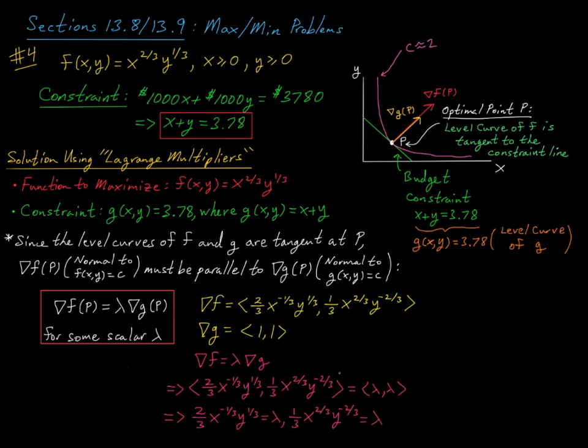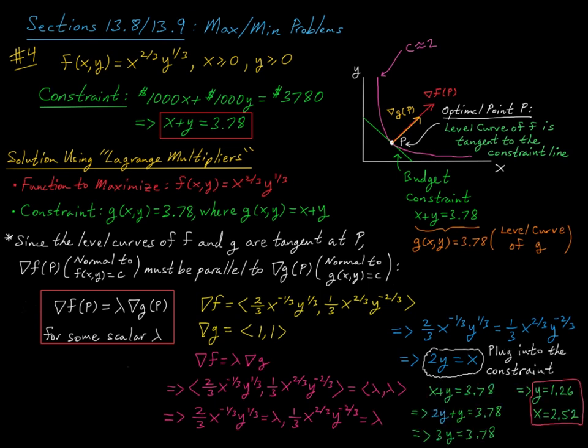Now I just equate i and j components. The i component is here, that must equal lambda, and the j component is here, that must also equal lambda. And now notice that since both of these quantities are equal to lambda, I can equate those quantities. So I have 2/3 x^(-1/3) y^(1/3) is equal to 1/3 x^(2/3) y^(-2/3). If I rewrite that, I get simply 2y is equal to x. All right, now I'm getting there.